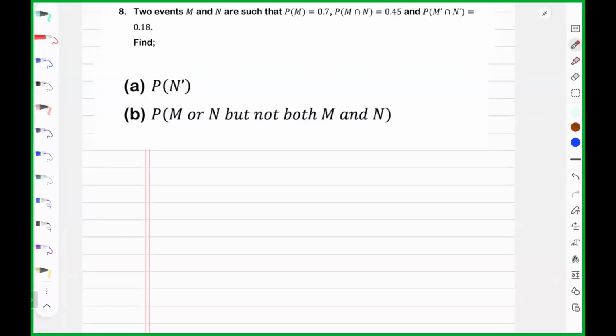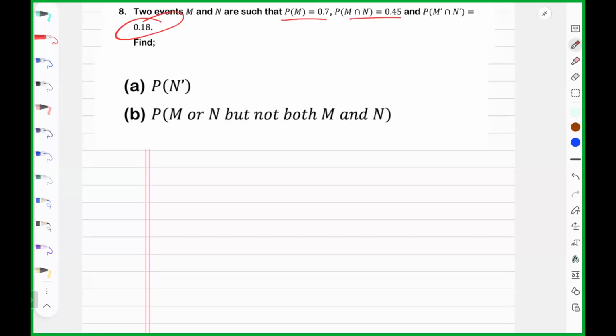Yes, back to question 8, which was also from probability, particularly probability theory. And it reads: 2 events, M and N, are such that probability of M is equal to 0.7, probability of M intersection N is equal to 0.45, and probability of M complement intersection N complement is equal to 0.18. In part A, they want us to find the probability of N complement.